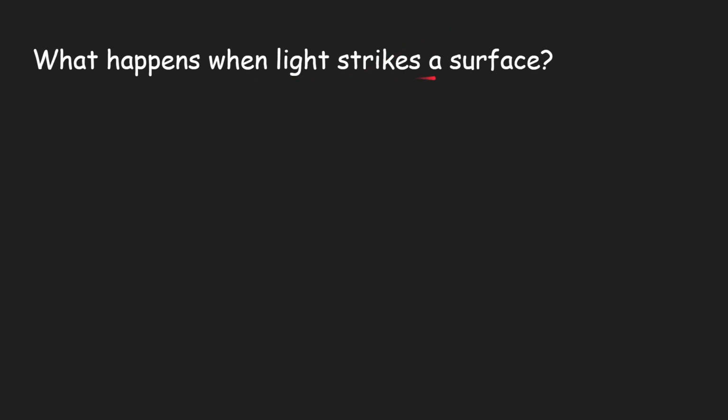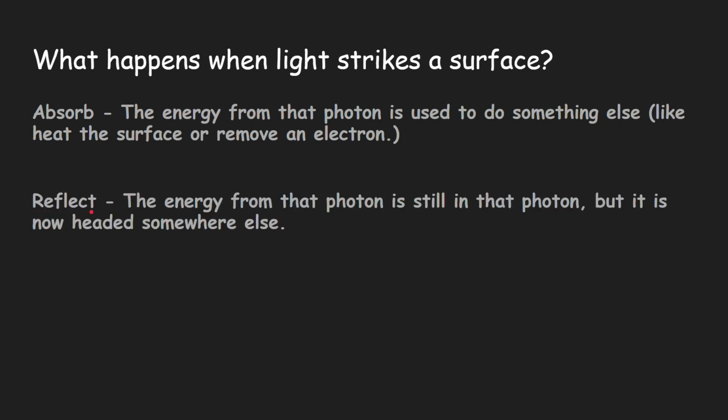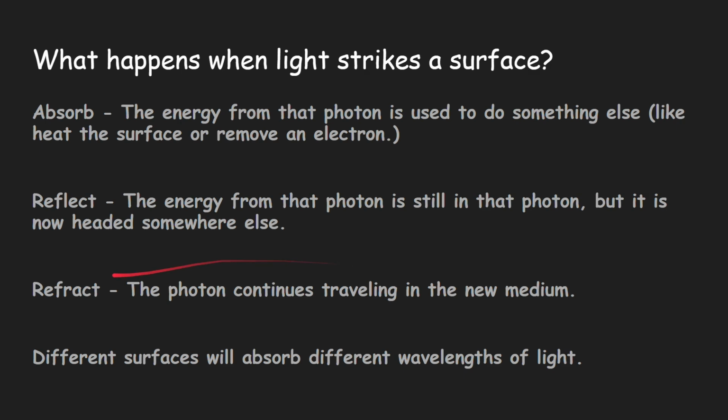Just want to review what happens when light strikes a surface. In this concept builder, light will be striking shirts. One thing that could happen is the light could be absorbed. We may find out that red or green or blue light is absorbed by a particular shirt. We could see that a color of light is reflected. Once again, red, green, or blue might be reflected, or more than one. Refraction we won't deal with in this concept builder. It's when light bends going from one medium to another. And then just a reminder, different shirts, in other words, different surfaces, will absorb different wavelengths of light.